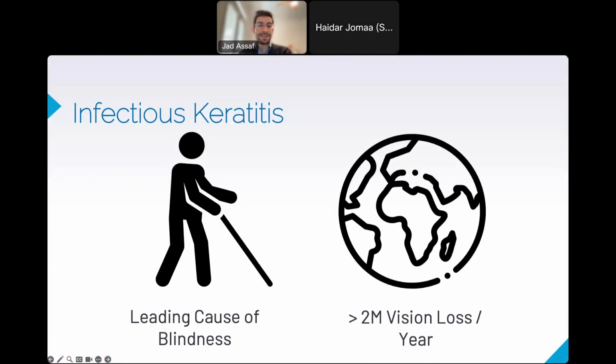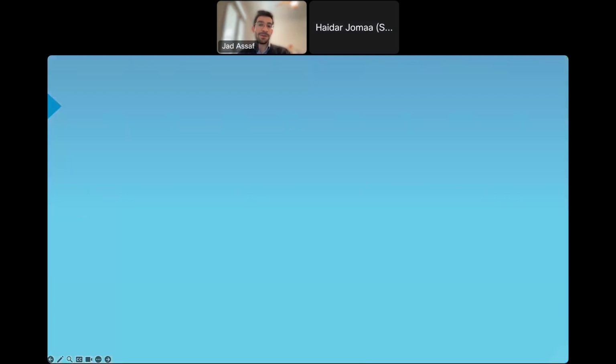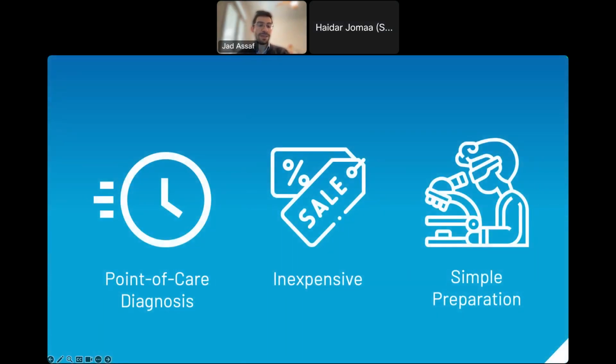These two modalities that we just talked about, the microscopy evaluation of infectious keratitis, offer point of care diagnosis, which means as soon as we get a patient, we can understand whether he has a bacterial infection or a fungal infection. And microscopy is relatively inexpensive. Most clinics and labs have a microscope, and it just requires a simple preparation that any clinician can do. So this microscopy is one of the simplest, most effective tests in understanding the infection that we're dealing with to guide proper treatment.